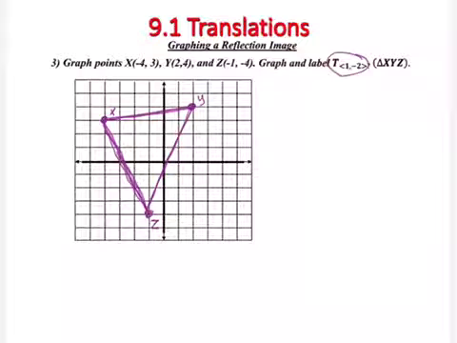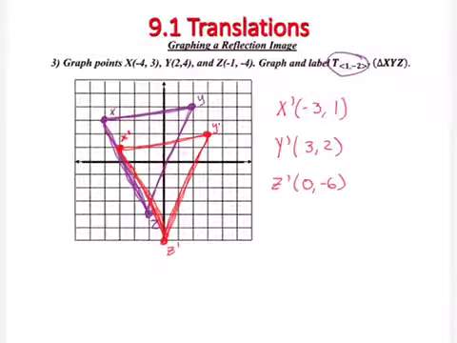So go ahead and do your work, pause the video, and then unpause it when you're ready to see your answer. So if you've done your translation correctly, your X prime coordinate is negative 3, 1, Y prime is 3, 2, and Z prime is 0, negative 6.